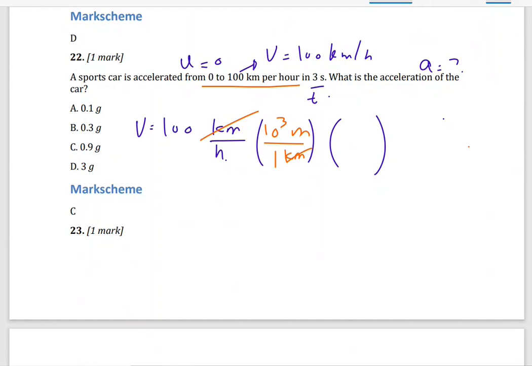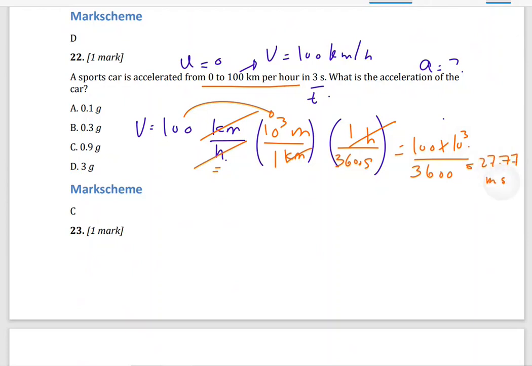Now we get rid of kilometer. Now hour is down, so I'm going to put it up. I need to convert to second, so we put second down. 1 hour is 3,600 seconds, 60 times 60. Now we've got rid of hour. So I have 100 times 10 to the power 3 divided by 3,600. This will give me 27.77 meters per second.